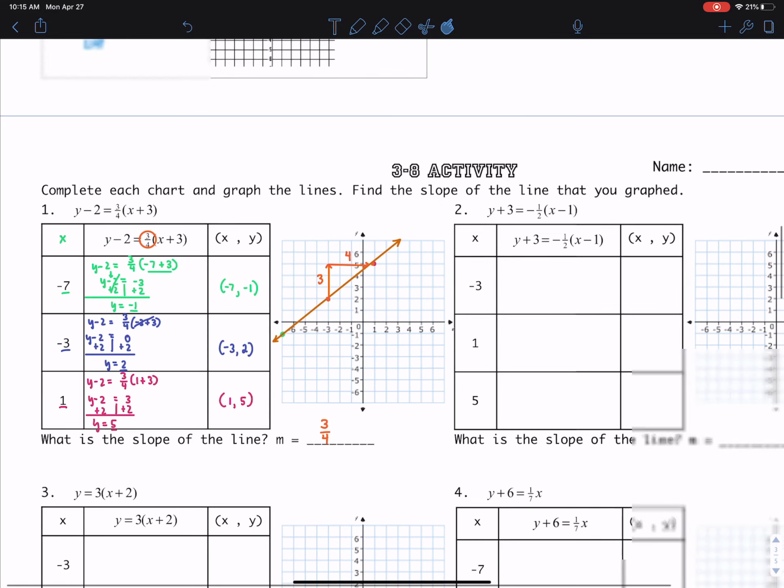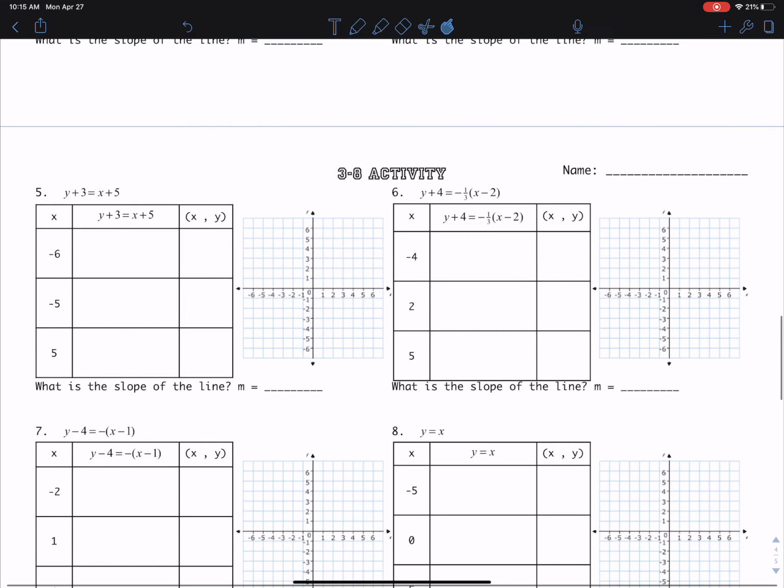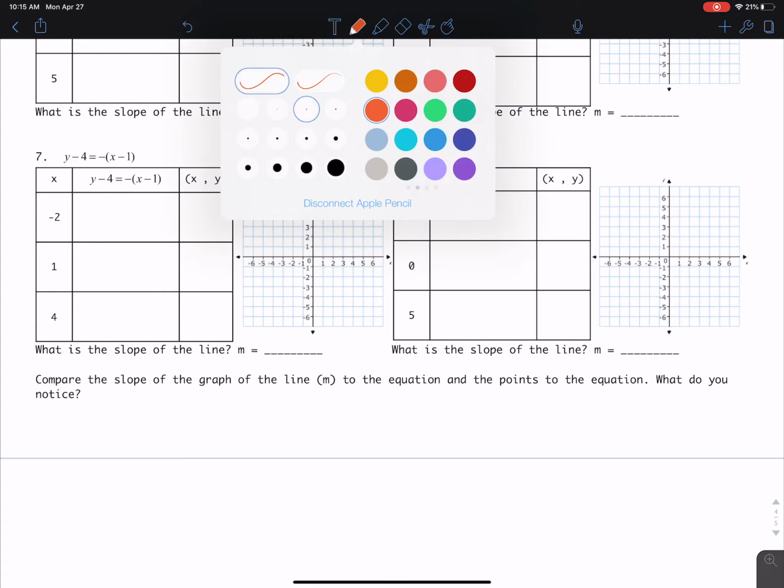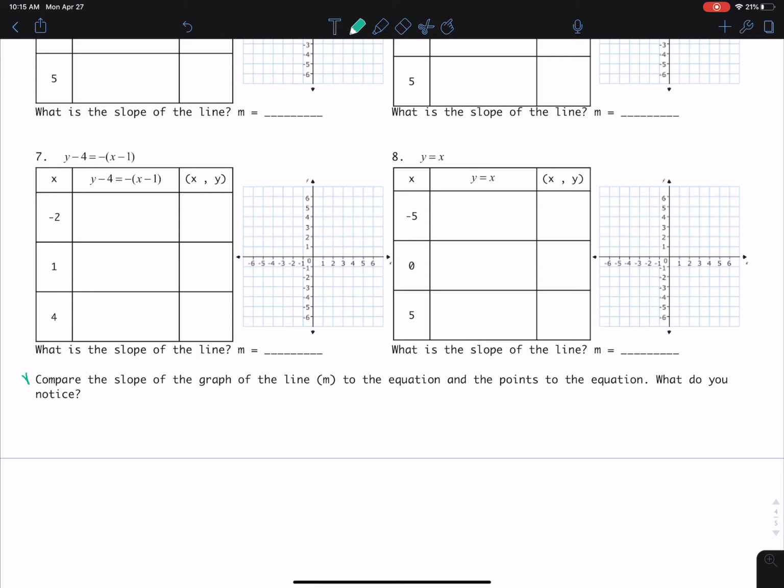So make sure that you finish 2 through 8 for this activity. And then answer this question here that says, compare the slope of the graph of the line to the equation and the points in the equation. What do you notice? And you should notice what we just talked about with point slope form.